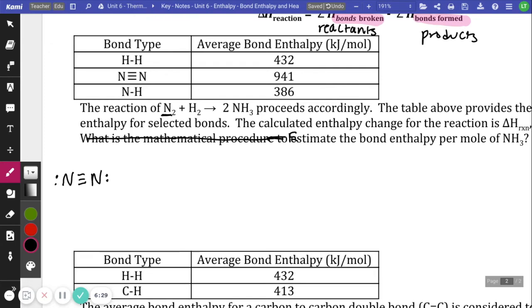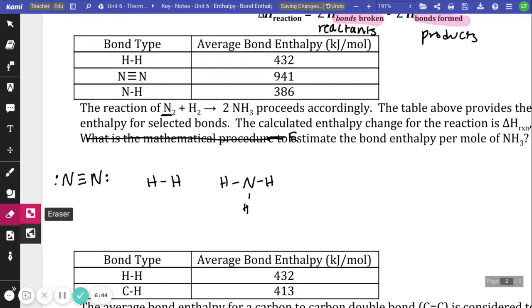H2 would look like that, a hydrogen single bonded together. Then NH3 looks like this, with a lone pair up top.